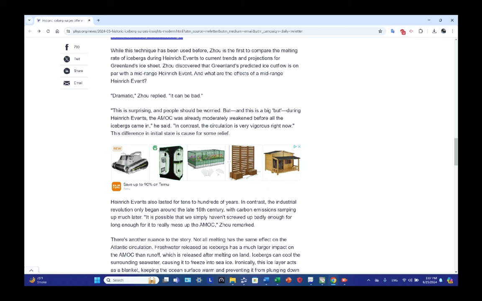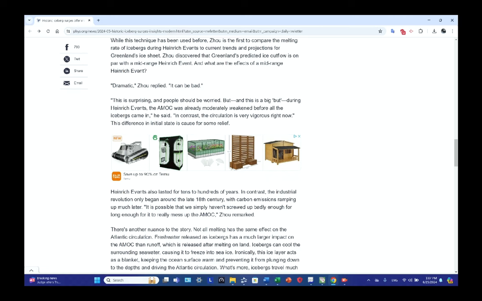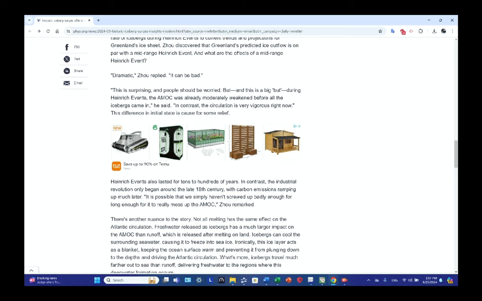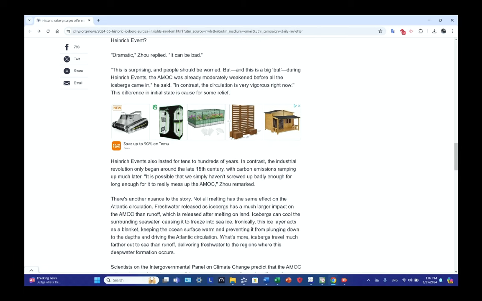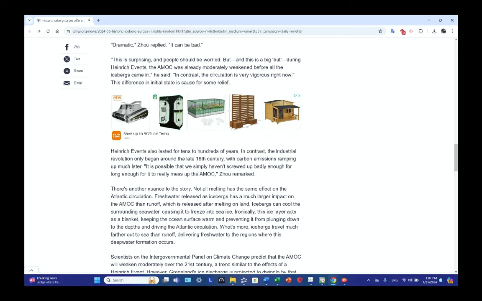So Zhao is the first to take the melting rate of icebergs during the Heinrich events to current trends, looking at the thorium-230 data. And he discovered that Greenland's predicted ice outflow is on par with a mid-range Heinrich event. So what are the effects of a mid-range Heinrich event? Well, it's not going to be that great.